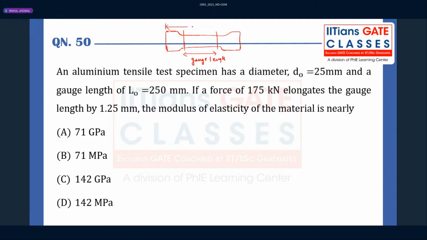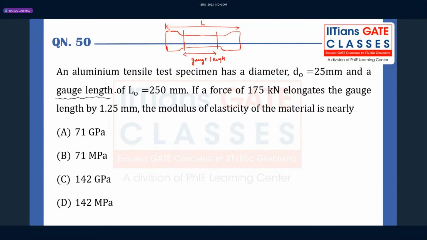We don't take the total length of a component into account. We are taking only the gauge length, where the test and the results are expected. The length other than the gauge length is there for gripping purposes, right? So that is the meaning of gauge length.